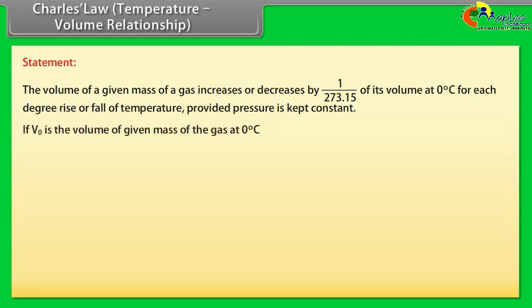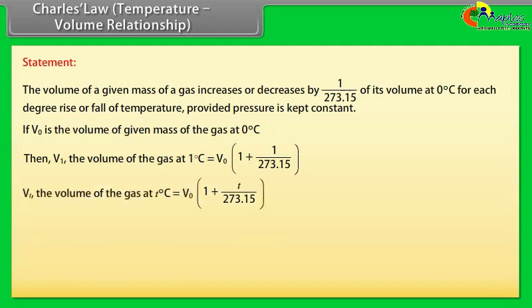If V0 is the volume of a given mass of a gas at 0 degrees Celsius, then V1, the volume of the gas at 1 degree Celsius, is equal to V0 into 1 plus 1 by 273.15. Vt, the volume of gas at T degrees Celsius, is equal to V0 into 1 plus T by 273.15.